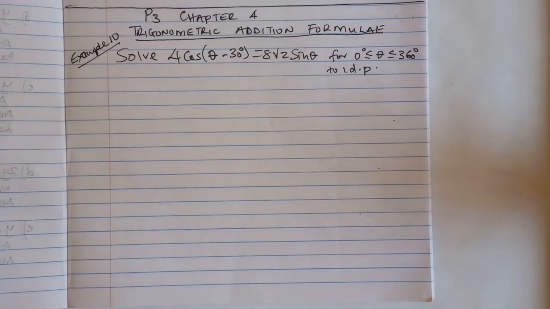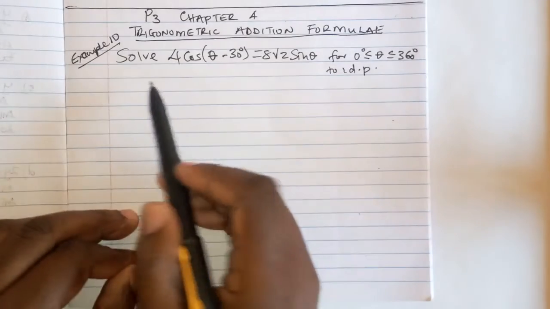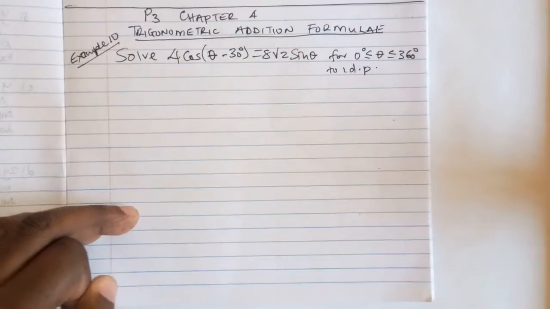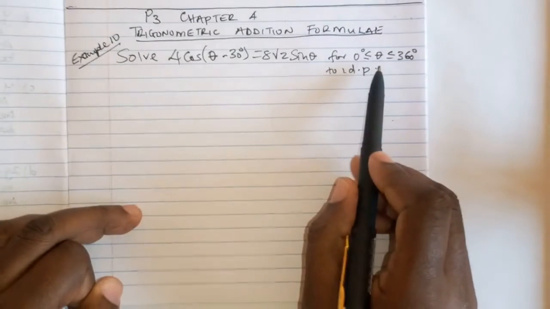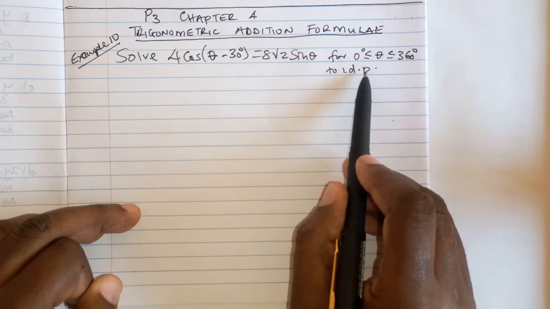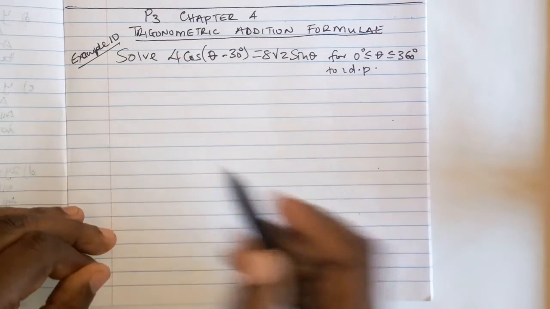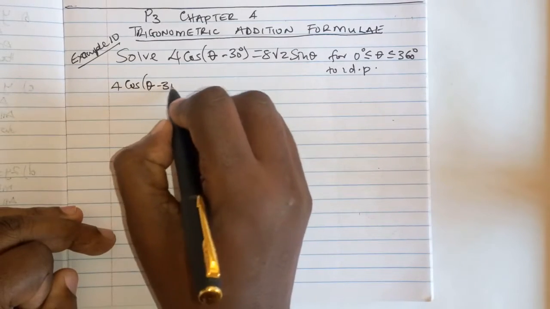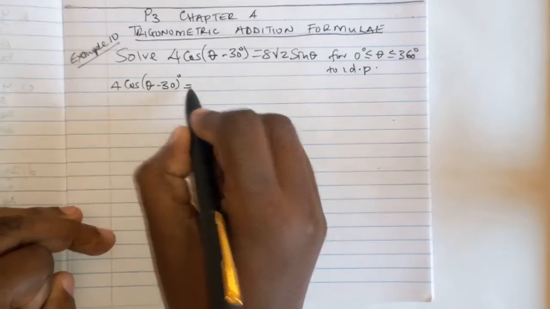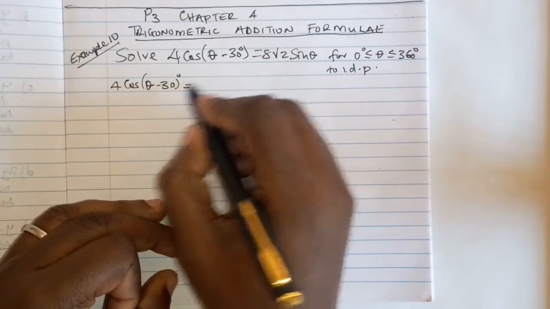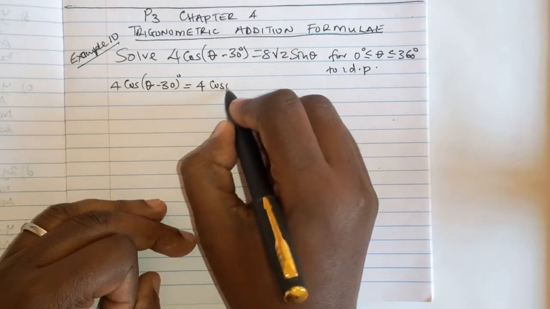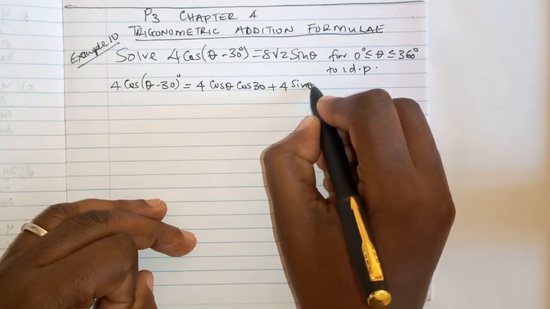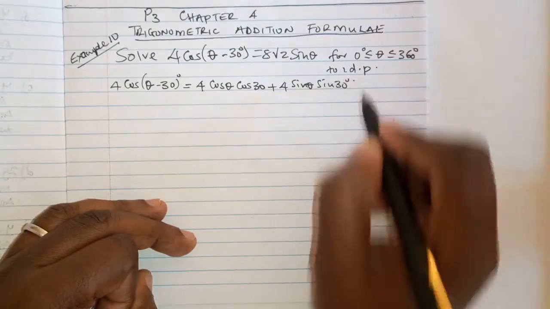In example 10, we are told to solve 4 cos(theta minus 30) equals 8 root 2 sine theta, within the range of theta between 0 and 360, to 1 decimal place. Of course, this is coming from 4 cosine(theta minus 30). This part of the graph, we know it is going to be 4 cosine theta cosine 30 plus 4 sine theta sine 30 degrees.